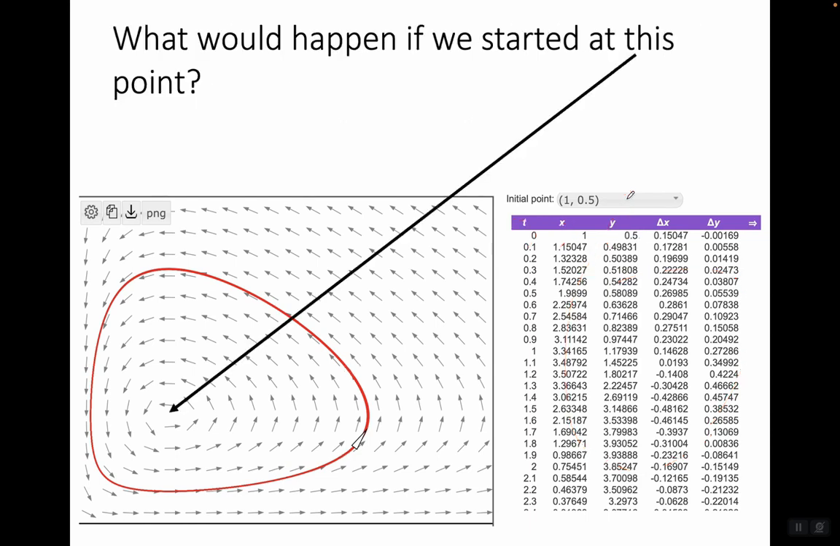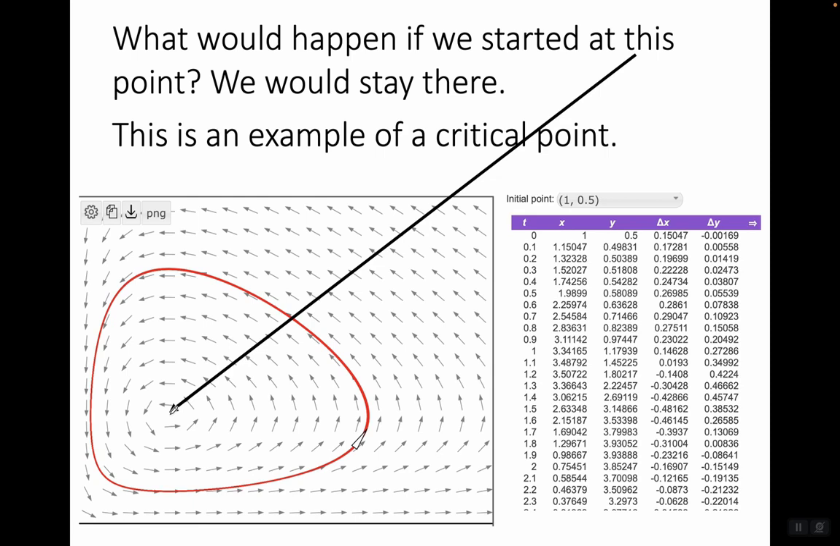What would happen if we started at this point? Well, we know what happens if we start here. We're going to go around like that. And if we start here, we're going to go around like that. If we start here, we'll go around like that. If we start at this point, smack dab in the middle, we would just stay there. We wouldn't move at all. We'd be forever fixed, for all eternity. This is an example of what we call a critical point.